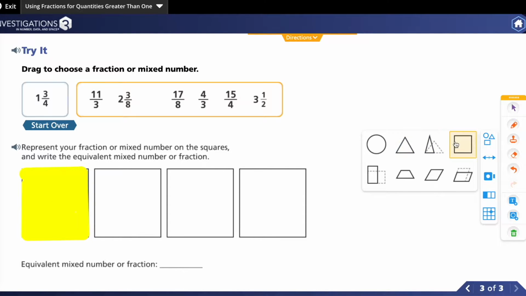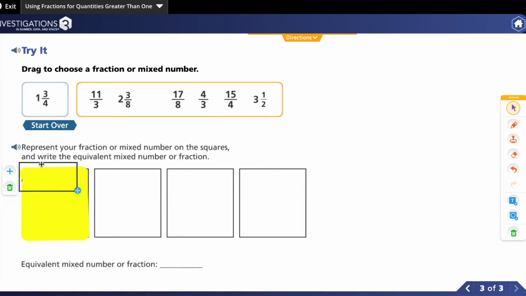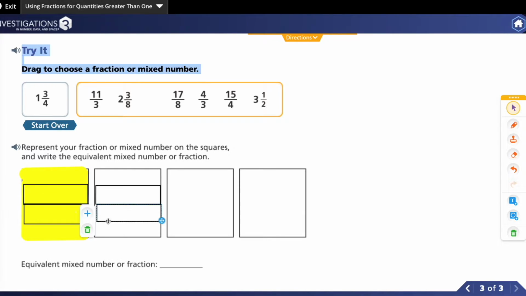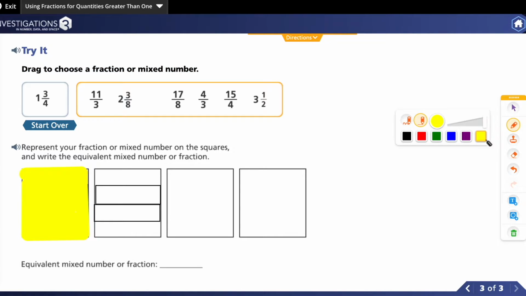It's like we're sharing sandwiches between 4 people. Okay. I need 4 equal parts. And there I have 4 equal parts. I already have my one whole. Now I need 3 out of 4 more. 1, 2, 3. Yes, I know they're not perfect. Okay, so I have 1 and 3/4.